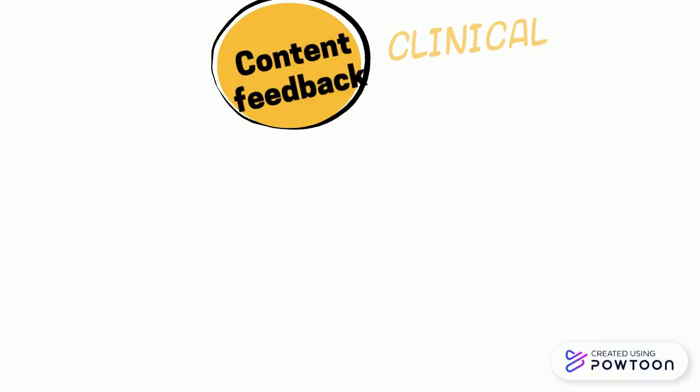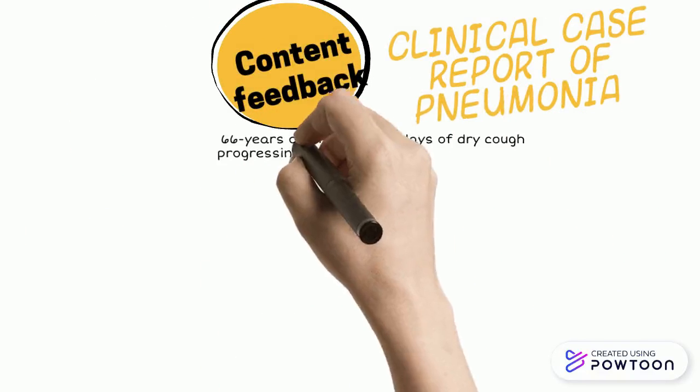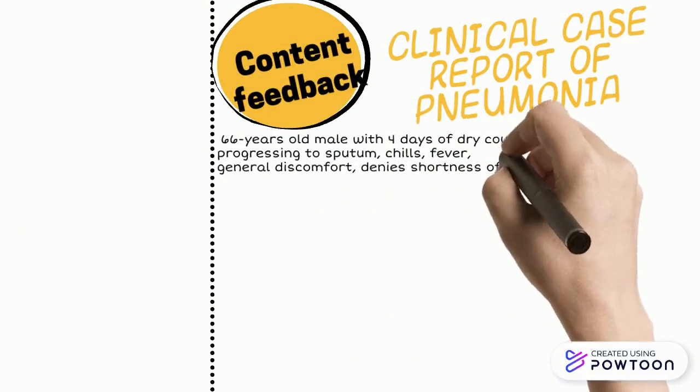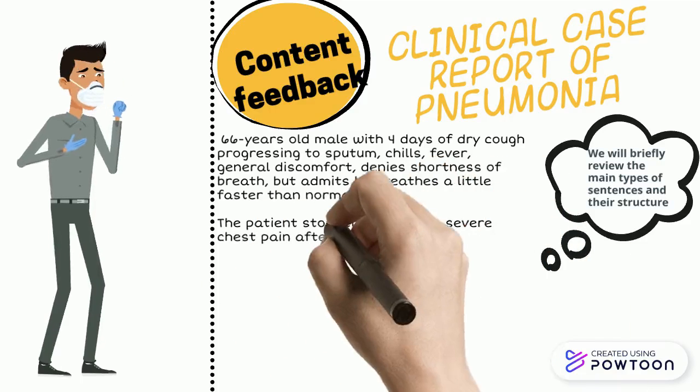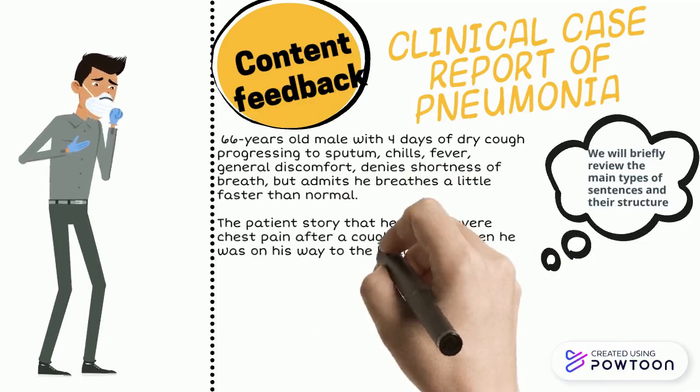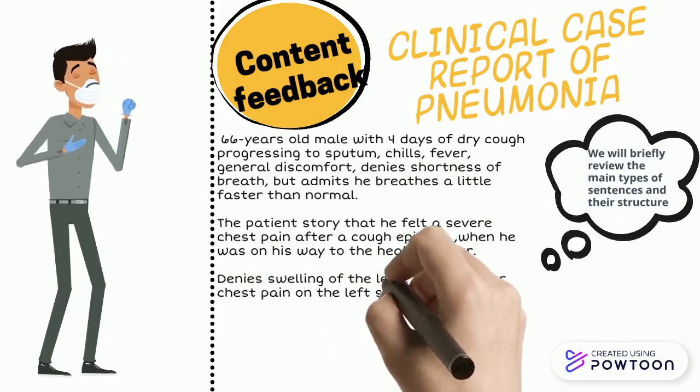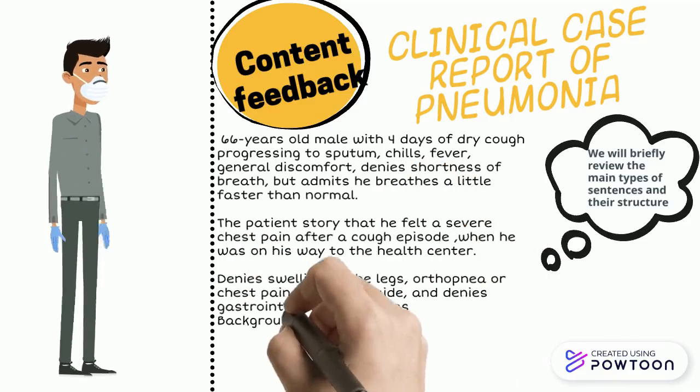Now we'll discuss a clinical case about pneumonia. A 66-year-old male with 4 days of dry cough progressing to sputum, chills, fever, and general discomfort. He denies shortness of breath, but admits he breathes a little faster than normal.